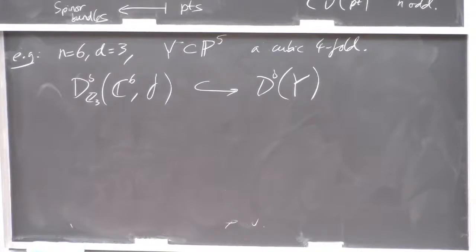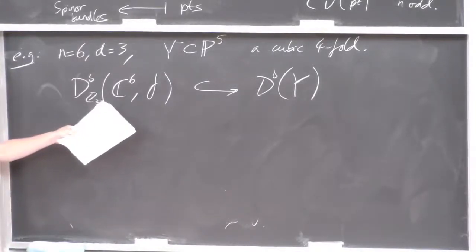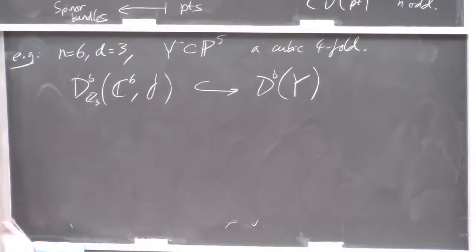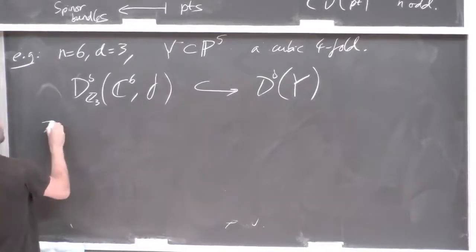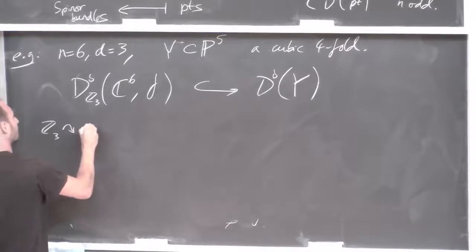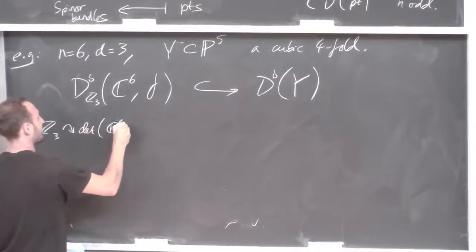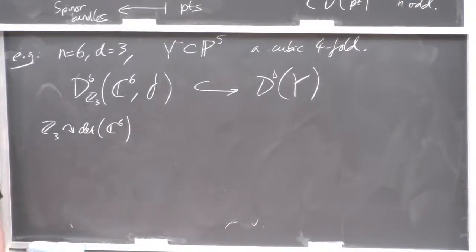Now, this is particularly cool because this guy is Calabi-Yau. Why is it Calabi-Yau? Because if you think about Z3 acting on the determinant of C6, it is trivial. Earlier, I convinced you that Zn acting on Cn is Calabi-Yau because the determinant is trivial. But if I take Z3 and act on C6, the determinant is still trivial, right?